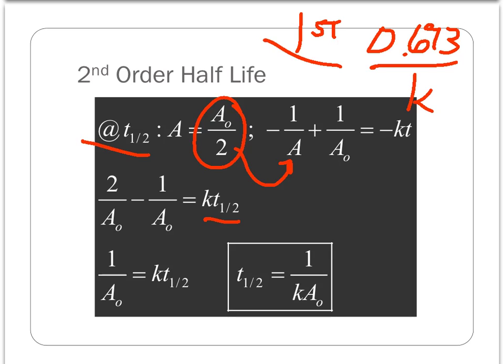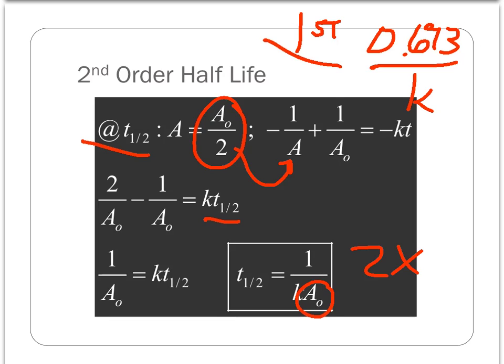For second order, what we see here is that the A0 term makes an appearance. This tells us that each consecutive half-life will not be the same as the previous half-life. It's not constant. Specifically, each successive half-life will be 2 times the previous half-life, because the new A0 is 1/2 the previous A0. So if your first half-life was 10 minutes, for example, the second half-life for second order would be 20 minutes. The third half-life would be 40 minutes, etc. So it's almost like the reaction is slowing down when you go from one half-life to the next.